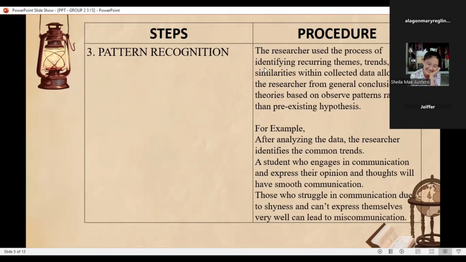Step 3. Pattern recognition. Procedure. The researcher uses the process of identifying recurring themes, trends, or similarities within collected data, allowing the researcher to form general conclusions or theories based on observed patterns rather than a pre-existing hypothesis. For example, after analyzing the data, the researcher identifies common trends. Students who engage in communication and express their opinions and thoughts will have smooth communication. Those who struggle in communication due to shyness and cannot express themselves very well can lead to miscommunication.